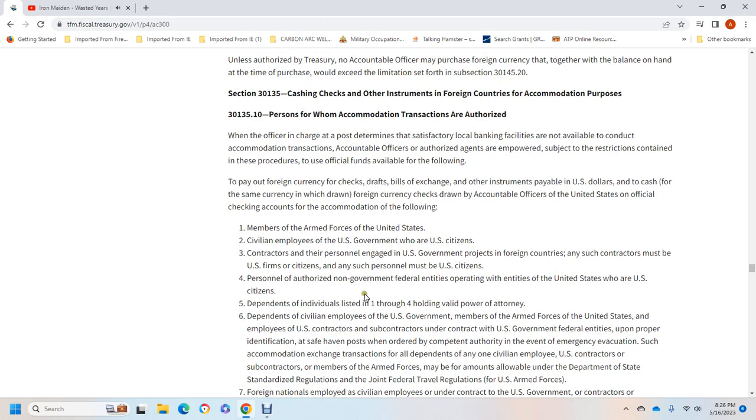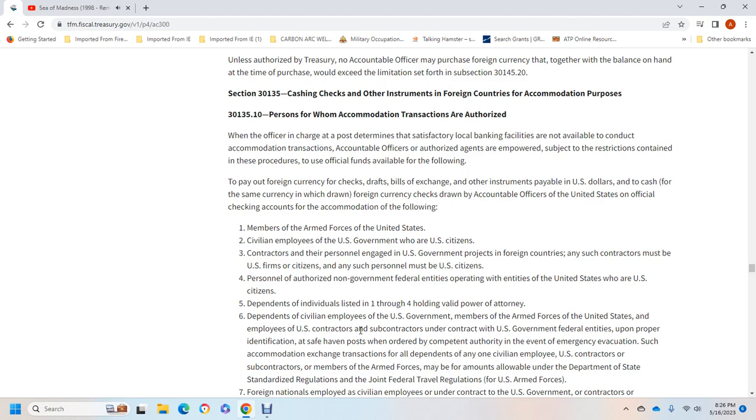Individuals listed 1 through 4 holding a valid power of attorney. Dependent civil employee with the U.S. government, member of the armed forces of the United States, employee with the U.S. contract, the council contract, under the contract, the government federal entities under the property identification, safe haven, both under order from the competent authority to prevent emergency evacuations of the accommodation exchange transaction, all the dependents of any of the civilian employees, U.S.